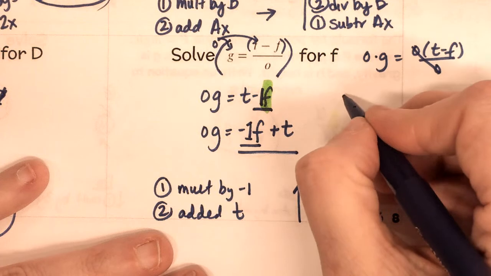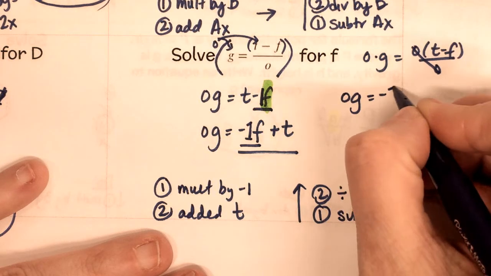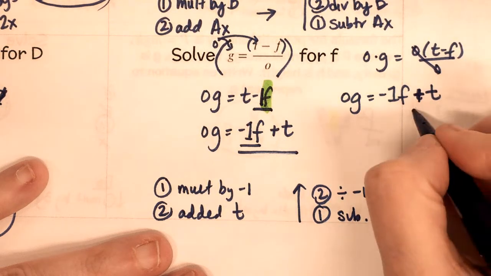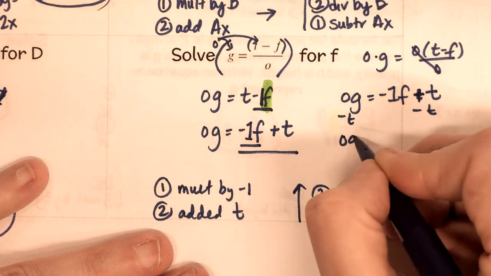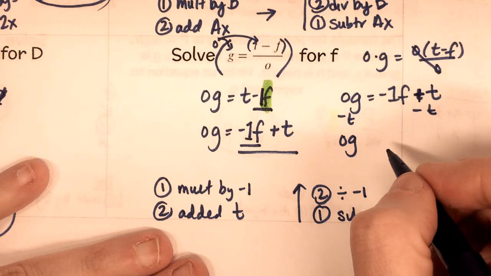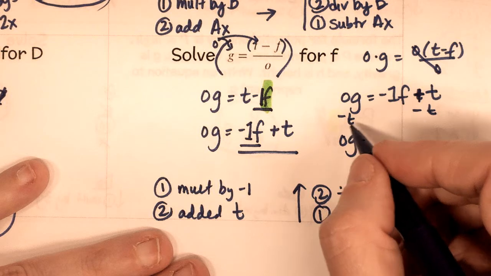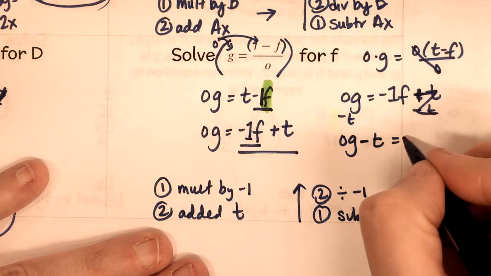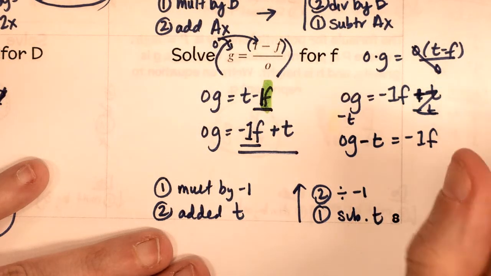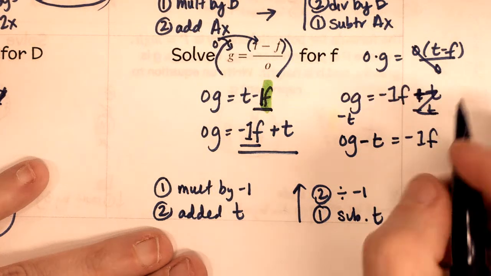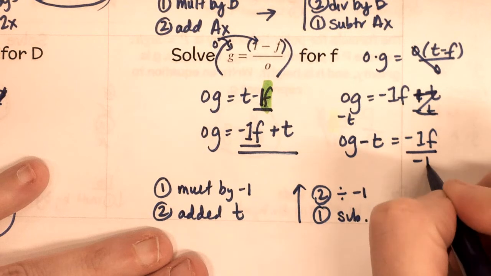Okay. So I'm just going to rewrite this over here. I have OG equals -1F plus T. So I subtract T from both sides. I have OG minus T equals -1F. Notice how the room got real quiet? All of a sudden now y'all ain't got nothing to say, huh? Okay, and now I divide by -1.